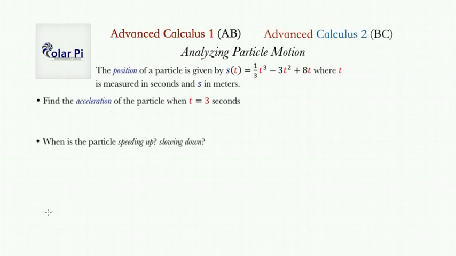This is easy picking. Velocity is the first derivative of position, and acceleration is the second derivative of position. So a of t, acceleration, is s double prime of t, and therefore it is the first derivative of velocity, v prime of t, because v of t is the first derivative of position, and therefore the derivative of velocity has to be the second derivative of position, and therefore acceleration.